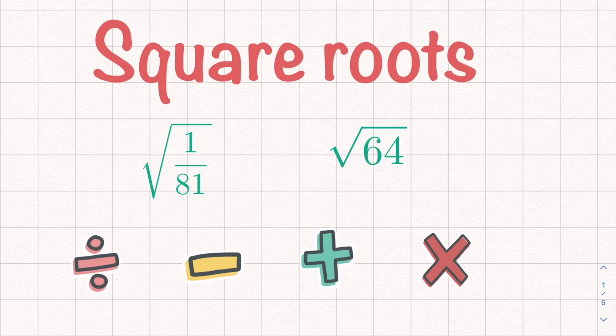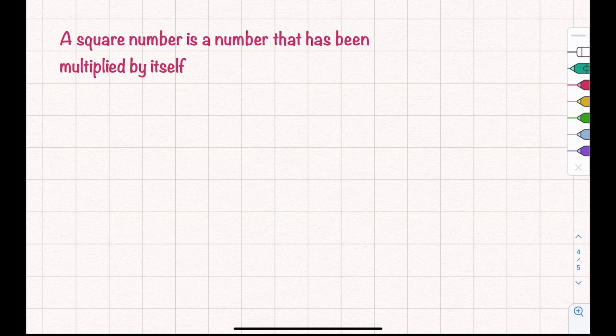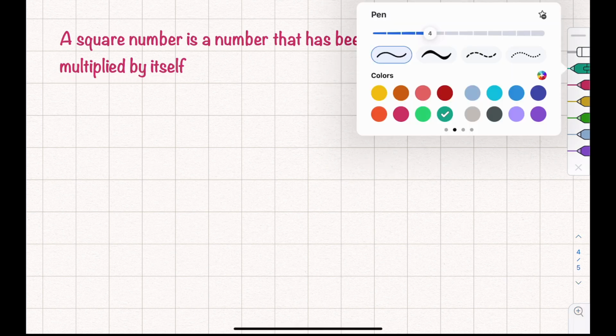Welcome to Online Math. This lesson is about square roots and square numbers. Let's begin by looking at what square numbers are. A square number is a number that has been multiplied by itself. So let's take a look at the examples together.